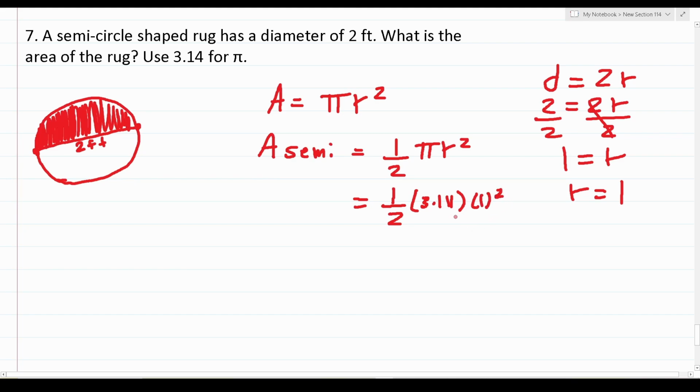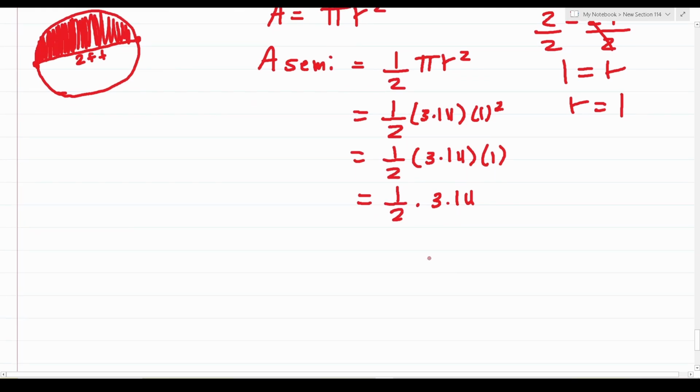1 squared is the same thing as 1 times 1, so that's just 1. So this becomes 1/2 times 3.14. Again, anything times 1 is just itself. All right, so there are 2 approaches you can take to solving this. I've worked with circles so much that I know the answer is going to be 1.57. Again, half of 3.14 is 1.57.